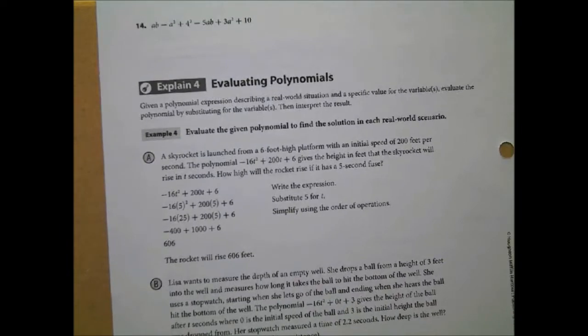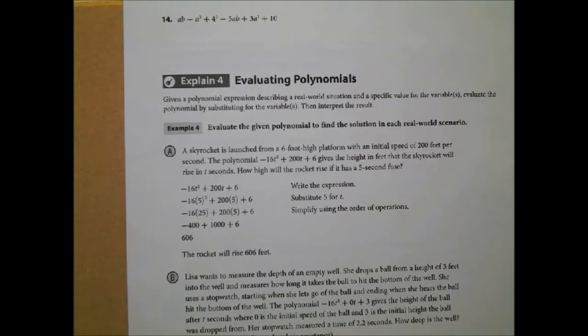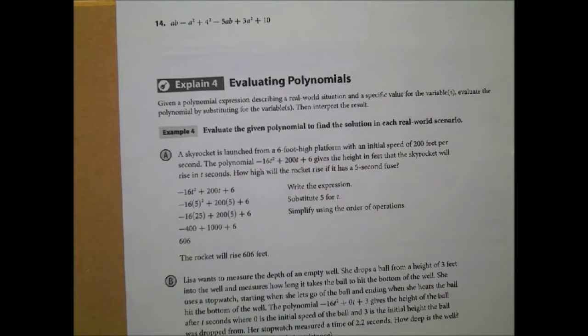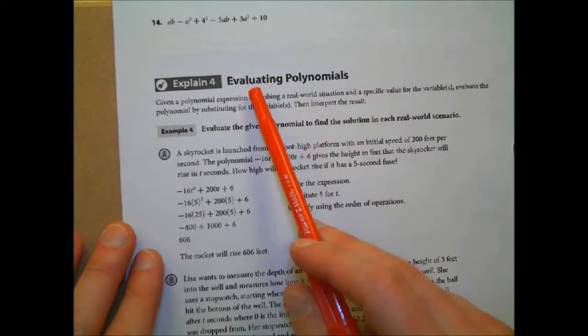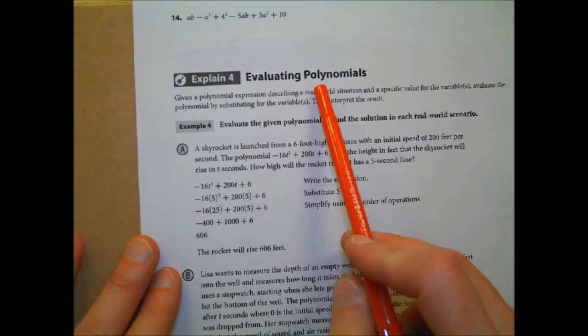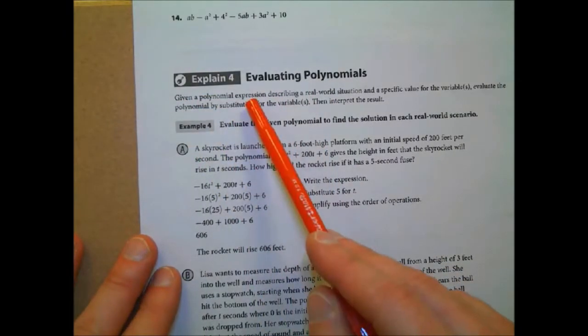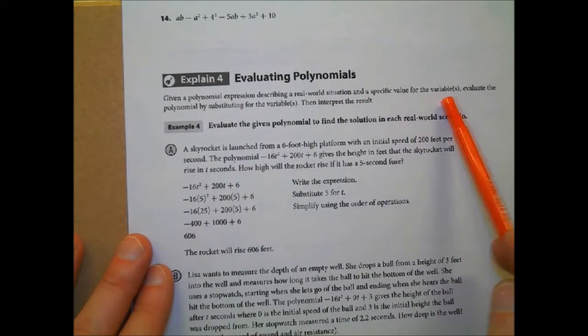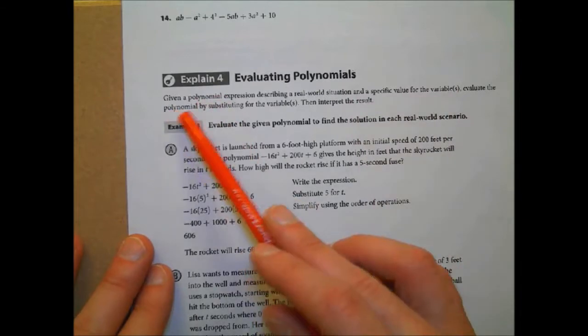All right. I just want to talk briefly about one or two of these so you guys can see what this is, because there's a lot of words going on here, but it's actually not that hard to do. On page 810, we're going to explain evaluating polynomials. Given a polynomial expression describing a real-world situation and a specific value for the variable or variables, evaluate the polynomial by substituting for the variables.